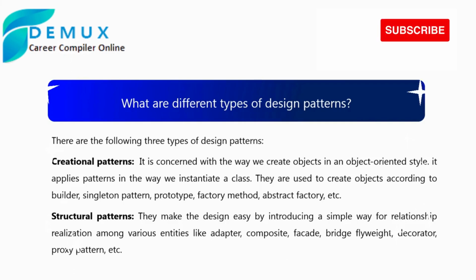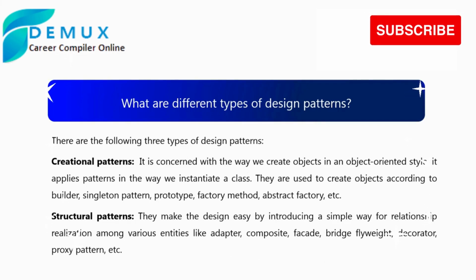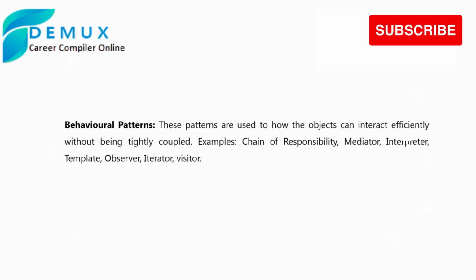What are different types of design patterns? There are the following 3 types of design patterns. Creational patterns: concerned with the way we create objects in an object-oriented style. It applies patterns in the way we instantiate a class. They are used to create objects according to builder, singleton pattern, prototype, factory method, abstract factory, etc. Structural patterns: they make the design easy by introducing a simple way for relationship realization among various entities like adapter, composite, facade, bridge, flyweight, decorator, proxy pattern, etc. Behavioral patterns: these patterns are used so objects can interact efficiently without being tightly coupled. Examples: chain of responsibility, mediator, interpreter, template, observer, iterator, visitor.